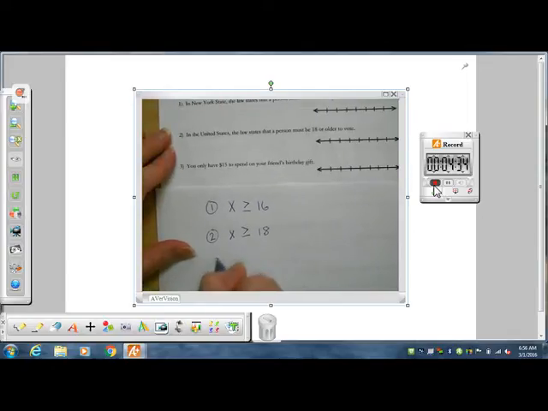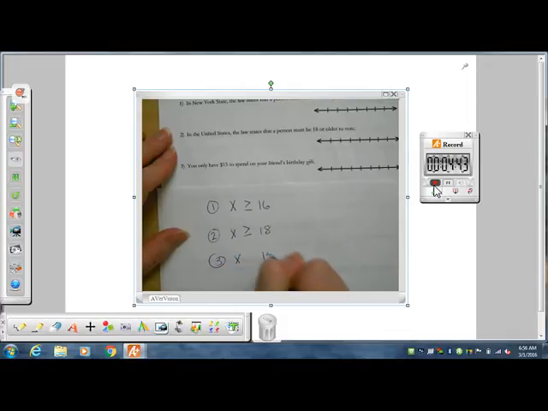Number 3. You only have $15 to spend on your friend's birthday gift. Well, if all you have is 15, that's as high as you can go. That means x has to be less than 15. And are we including 15? Are we saying yes, you can spend that 15? Yes, we are. So we've got that "or equal to."